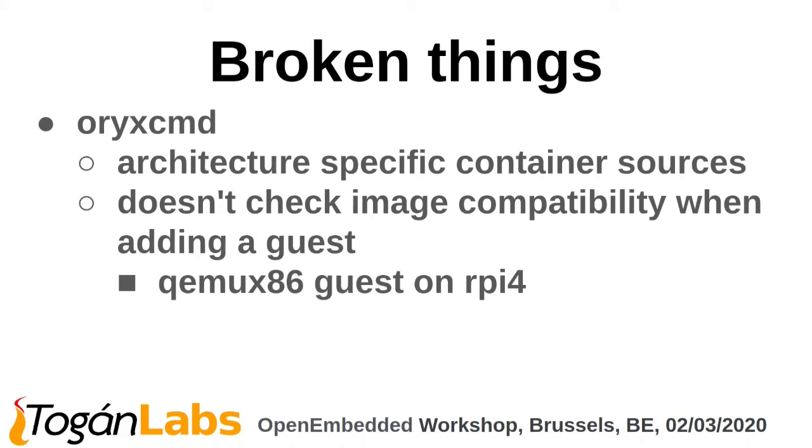Oryx command does not care what container source you give it. It will do what you tell it to. So if you give it a container source for x86 and you're running on a Raspberry Pi, yeah, it'll try. It'll blow up, but it'll try. So we're looking at working on getting it so that when we generate those containers and put them into the container feed, we say, no, this runs on this architecture and this architecture alone.